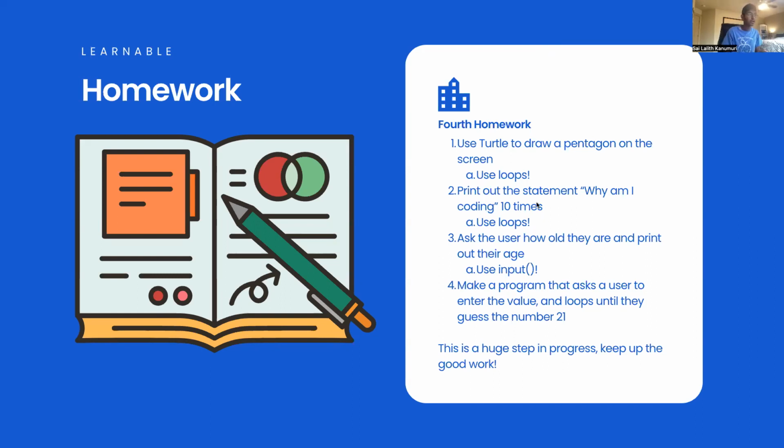Next is to print out "why am I coding" 10 times using a for loop. And then third, ask the user how old they are and print out their age. And fourth, make a program that asks the user to enter a value and loops until it gets to number 21. So let's get into the homework.